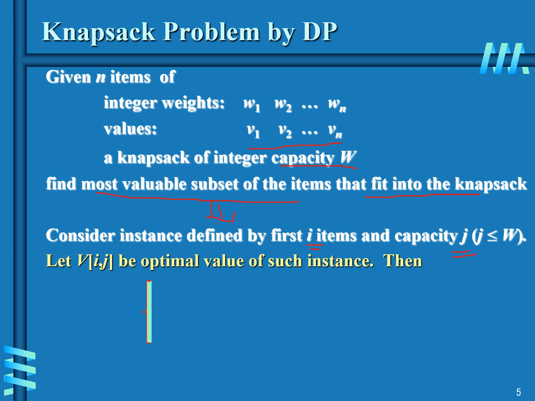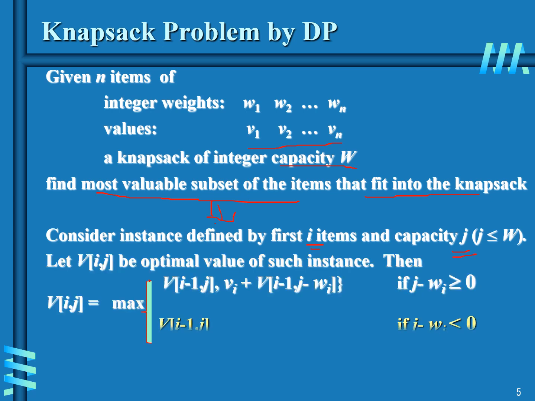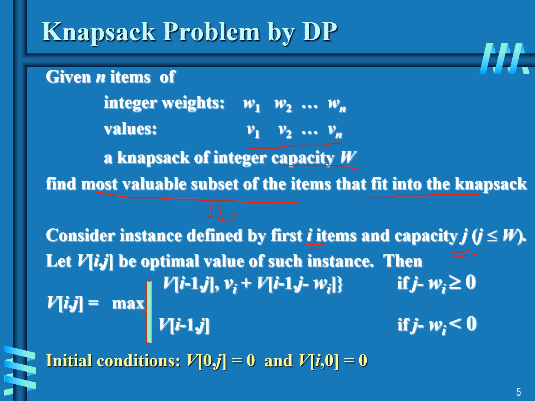First you have to solve the smaller sub-instances of the problem and record the results. For that we form a recurrence which gives the solution to the subproblem. Let V of i, j be the optimal value of such an instance. Then we can define V of i, j as the maximum of either V of i minus 1, comma j, or Vi plus V of i minus 1, comma j minus Wi, if j minus Wi is greater than or equal to 0.